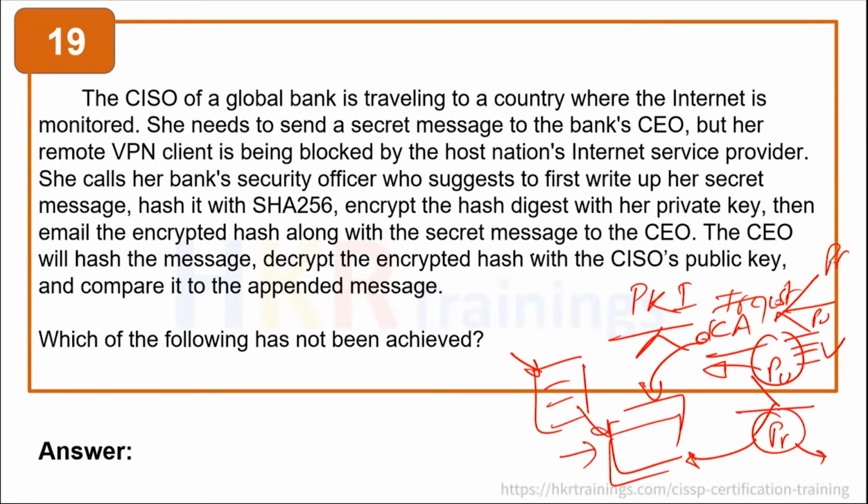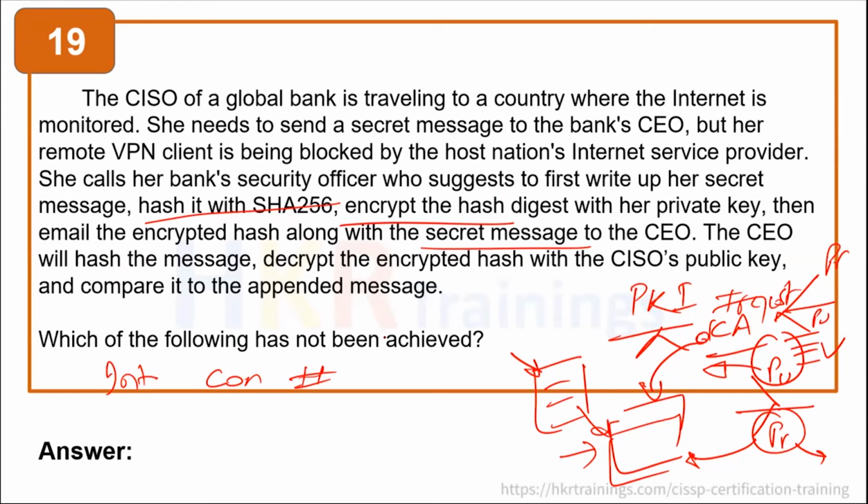What is happening here is they have written the secret message, they have hashed it, that is ensuring the integrity of the message. Then they encrypt the hash, so they have ensured the confidentiality of the hash and not the message. Okay. And then email the encrypted hash along with the secret message. Your message is still not encrypted. Only the hash is encrypted.